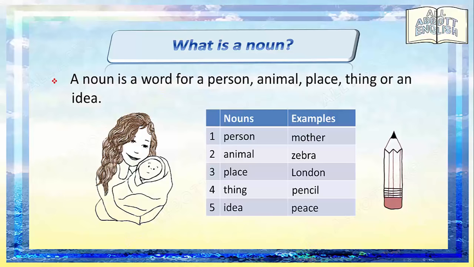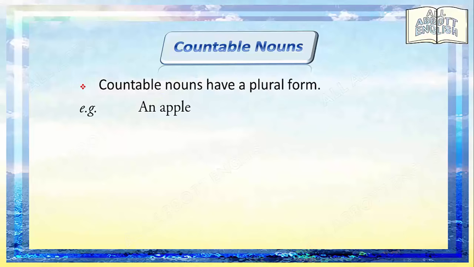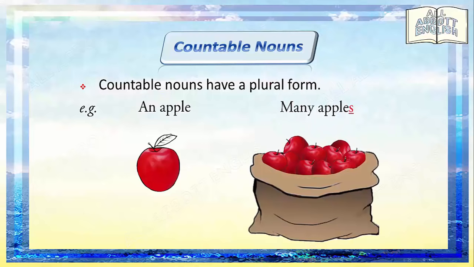For example, an apple. Many apples. These countable nouns can always be made plural by adding s, or some other variation of the plural ending. You may want to find out the spelling rules for the plural form of countable nouns. They can be found in this channel, under the title, Singular and Plural Nouns.